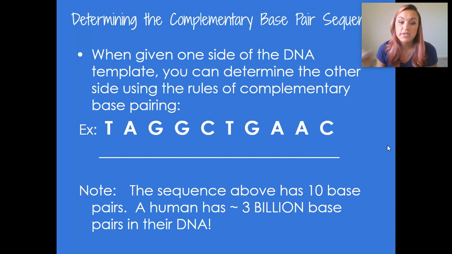This particular sequence above only has 10 base pairs, so only 10 sets of letters in there. If we're talking about a true human DNA strand, a human has approximately 3 billion base pairs in their DNA.